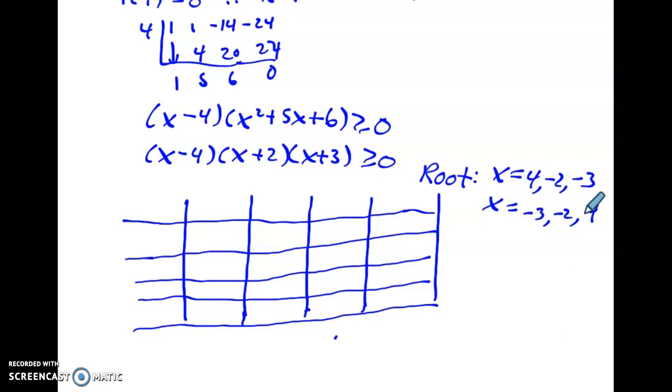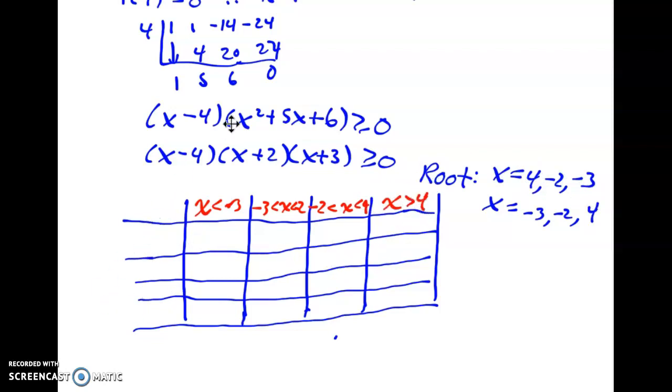So for the chart method, what I did was I put the roots in order, and I'm going to write down intervals in between each of these roots. So on this side we have the interval of being less than negative 3. The next possible interval is that you could be between negative 3 and negative 2. The next possible interval is that you could be between negative 2 and 4. And then the last interval is that you could be greater than 4. Okay, so those are all the possibilities.